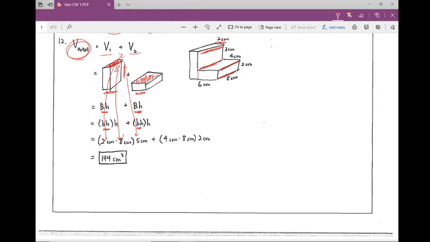Same thing happened for the second volume. If I cut it exactly here, I have a measurement of 4, I have a measurement of 8, and then I have a height of 2. Base times height for the area of the base of the rectangular prism, and then the height of the rectangular prism on your calculator, and then you're done. Just keep in mind it's centimeters cubed.